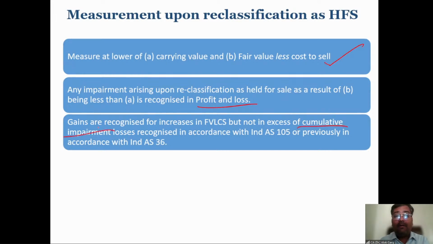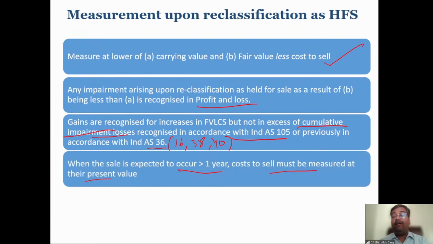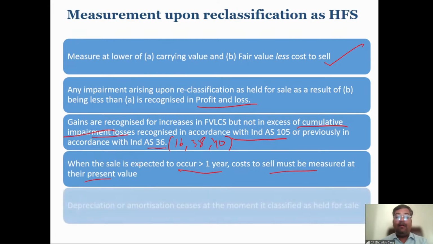What is meant by cumulative impairment losses? It means impairment losses recognized in Ind AS 105 or previously recognized in accordance with Ind AS 36, which is under Ind AS 16, Ind AS 38, Ind AS 40, etc. Clear? When the sale is expected to occur beyond 1 year, cost to sell must be measured at present value. Sir, what does this mean? So I'll tell you this.